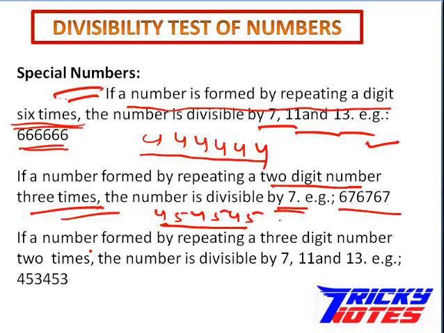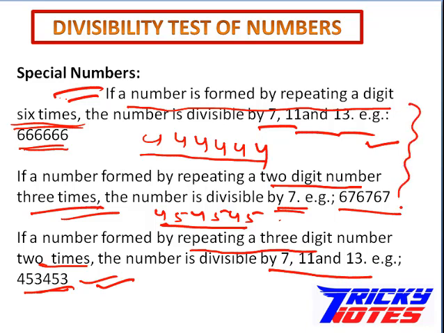Now number 3, if a number is formed by repeating a 3-digit number 2 times, here I am taking a 3-digit number 2 times, 453, 453. So the number is again divisible by 7, 11 and 13. So these are some special cases you need to remember. These are exciting cases you need to remember.